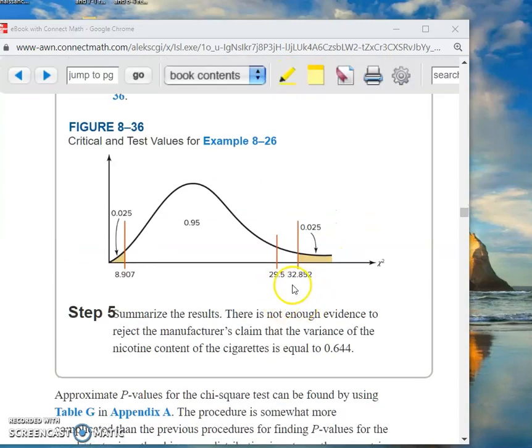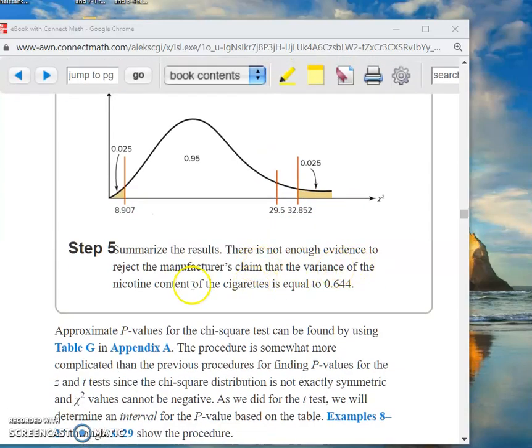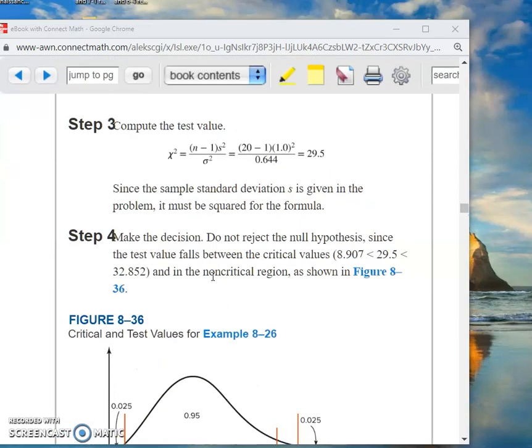oh, here it is. Okay, here it is. So 29.5 is between the 32.8, the 32 and some change, and the 8 and some change. So we're in between the two critical values. So there's not enough evidence to reject the manufacturer's claim that the variance is equal to 0.644. And that kind of makes sense, right?